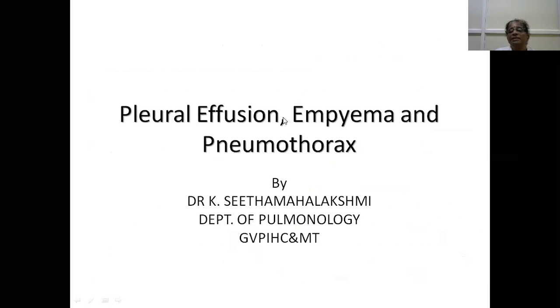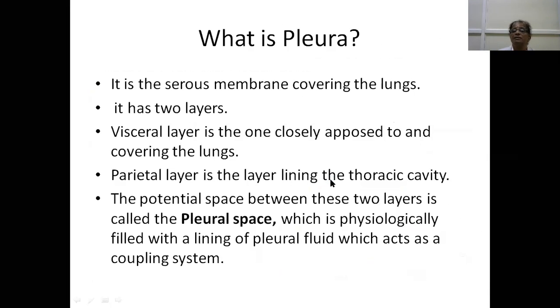So today's topic is pleural effusion, empyema, and pneumothorax. What is pleura? Pleura is a serous membrane that is covering the lungs. It has two layers, the visceral layer and the parietal layer. The visceral layer is the one that is covering the lungs, and the parietal layer is the one that is lining the thoracic cavity.